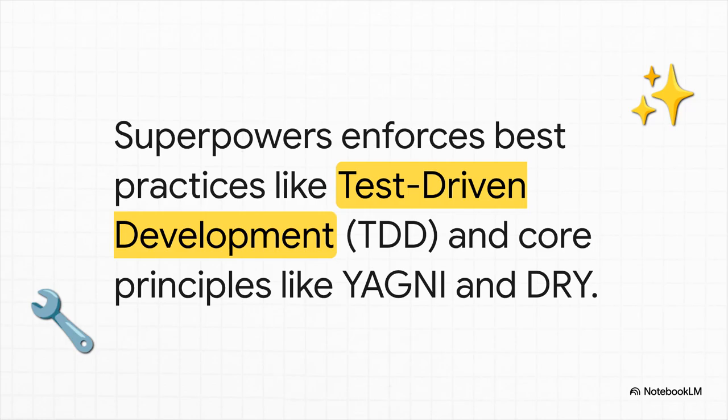But don't let the humor fool you. Underneath all that, Superpowers is dead serious about professional coding standards. It actually enforces best practices like test-driven development and these core principles like YAGNI, which stands for You Ain't Gonna Need It, and DRY, or Don't Repeat Yourself. This makes sure the code it helps you write is clean, efficient, and definitely not over-engineered.